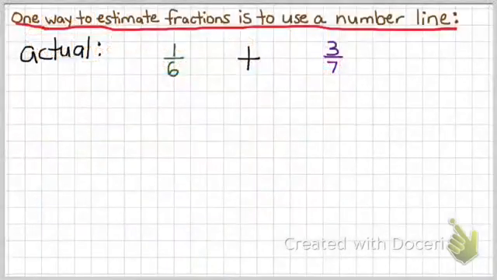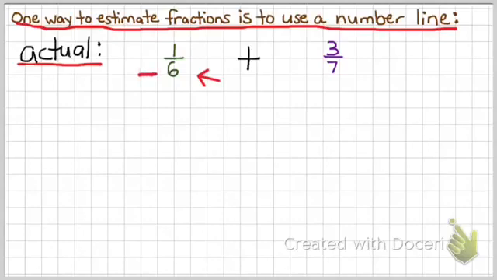So as it says on the top of the page, one way to estimate fractions is to use a number line. This is my actual problem, 1/6 plus 3/7. I know I'm going to need to estimate. So the first thing I need to do is focus in on my first fraction, which is 1/6. I need to look and see what my whole number is before that. There's no whole number. Well, no whole number is really the same as 0.